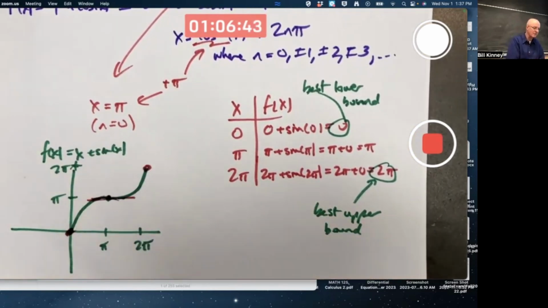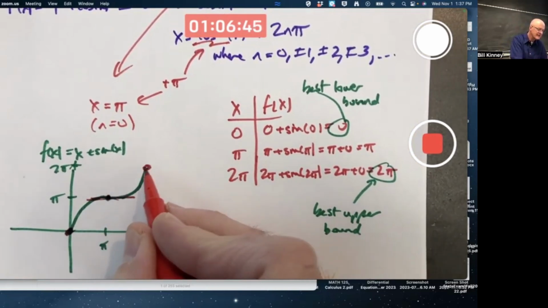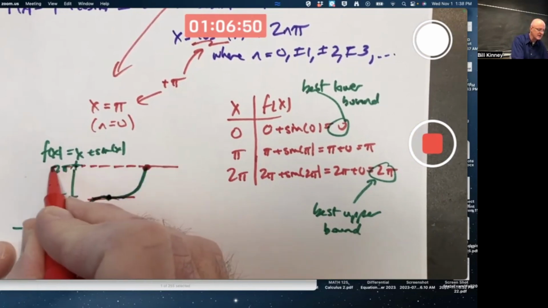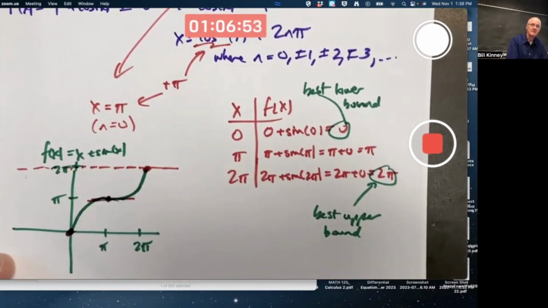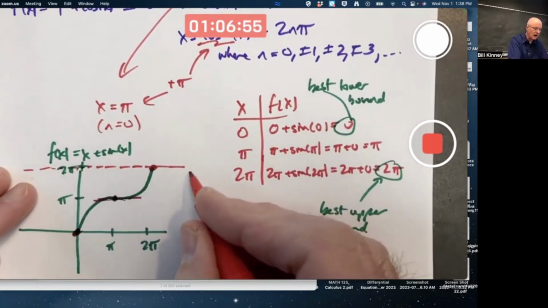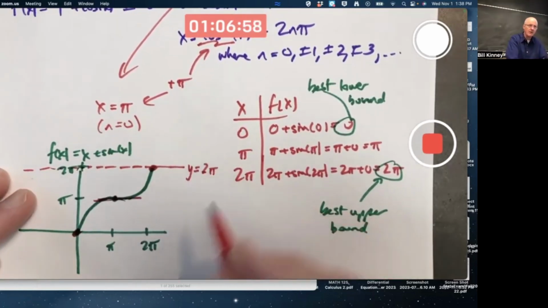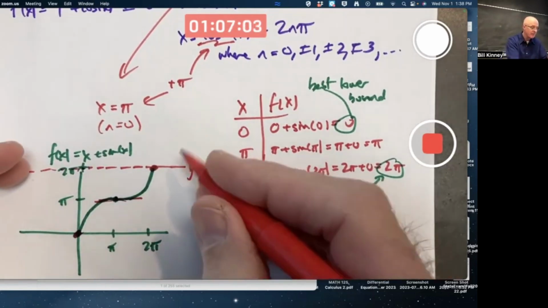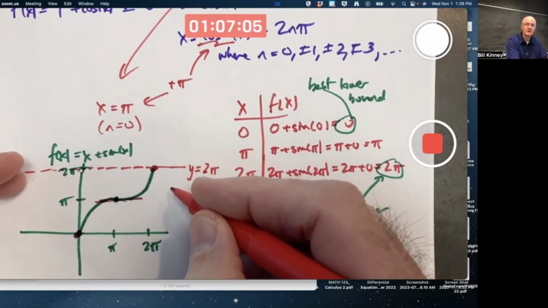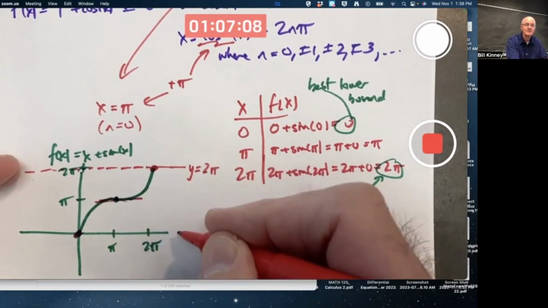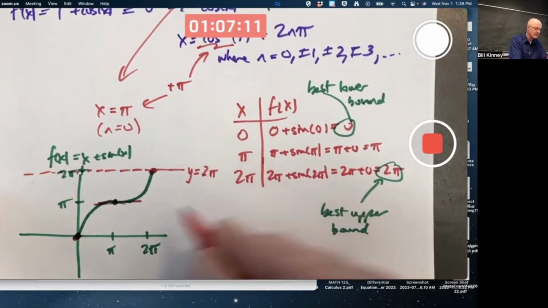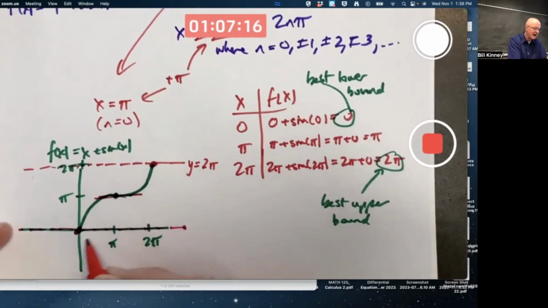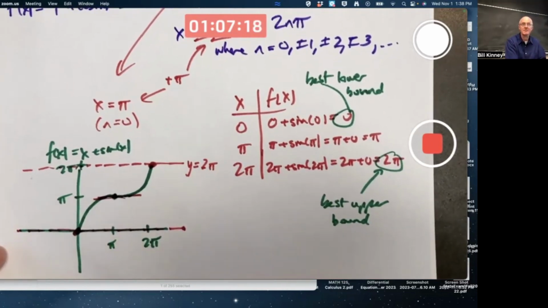And why are those called best upper and lower bounds? Because the global max value, 2 pi, is typically thought of as representing a horizontal line that the graph doesn't get above. So that horizontal line at y equals 2 pi is an upper bound for this function. It's higher than the function, and it's the best upper bound. It's the lowest possible horizontal line that's always above the graph. That's the best upper bound. The best lower bound is at 0. That's the highest possible line that's below the graph all the time.